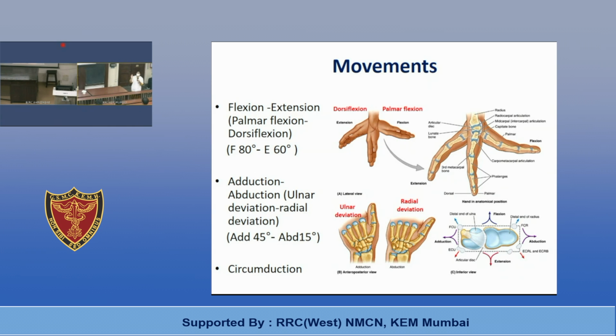Abduction is nearly 15 degrees. Flexion is approximately 85 degrees, extension is 60 degrees and adduction is 45 degrees. So adduction and extension occur purely at the wrist joint, whereas flexion and abduction occur in combination with movements at the mid-carpal joints.